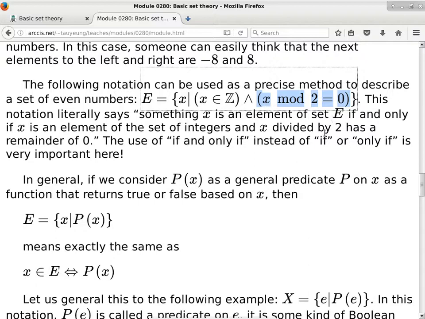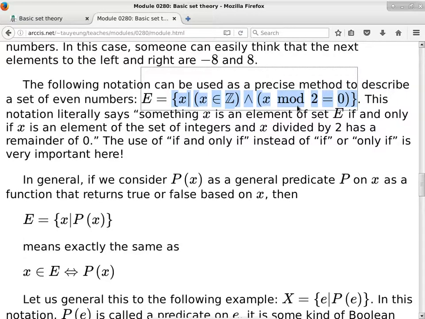is x mod 2 has to be 0, which basically means the number is a multiple of 2. So if a number is an integer and it is a multiple of 2, it is an even number, and then it belongs to the set E. Or it belongs to this particular set, which is set E. So are there any questions about this stuff? Because we talked about this last Wednesday.